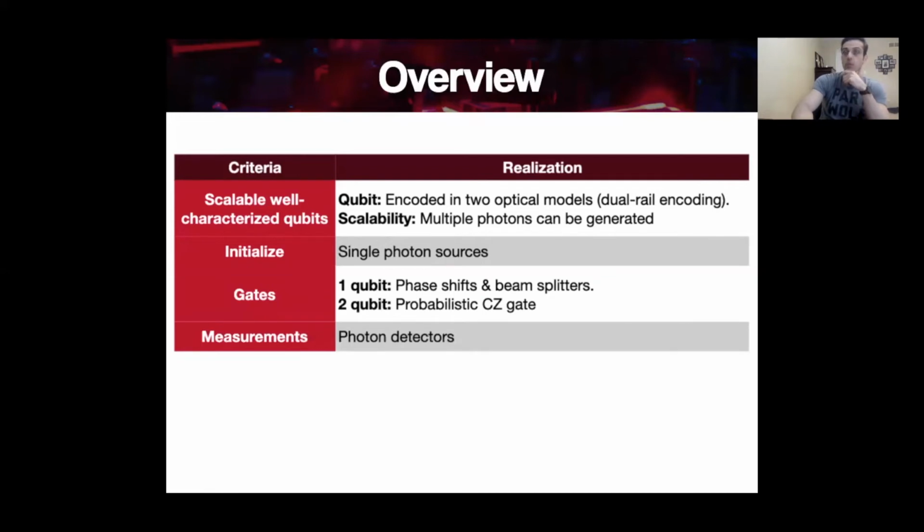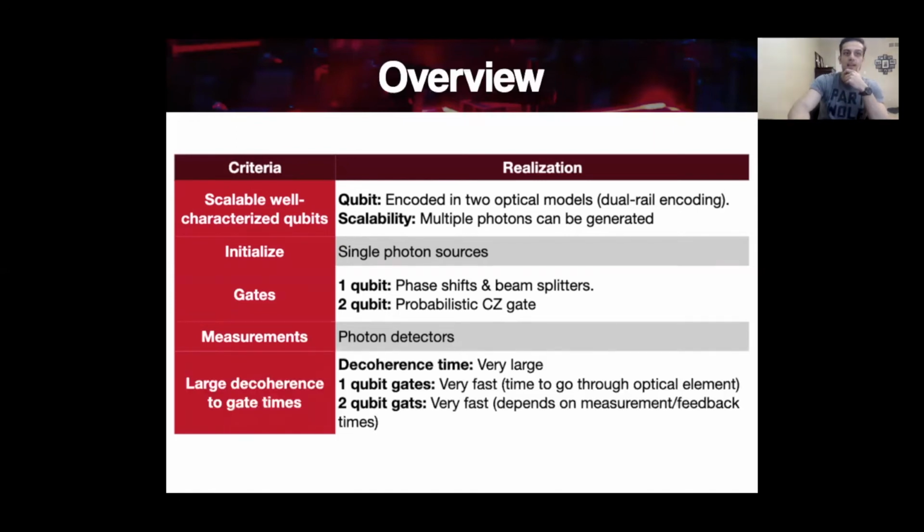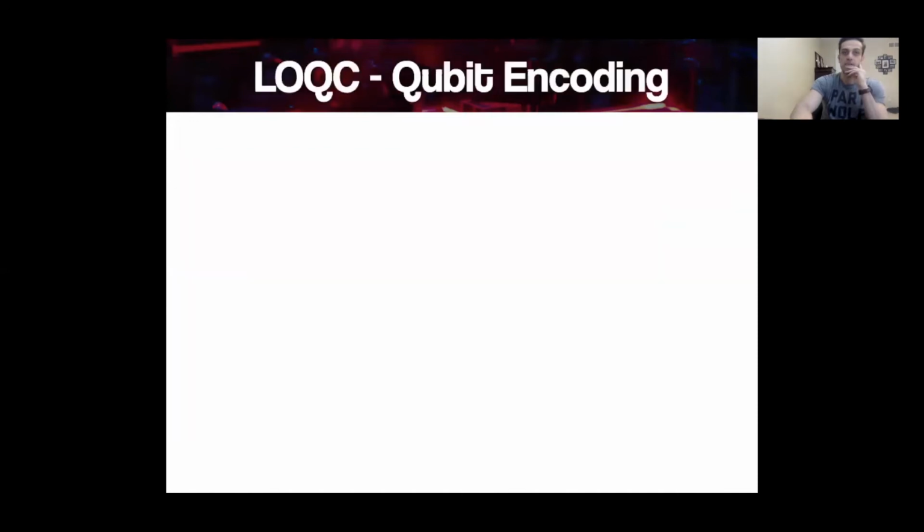Measurements, we just need to know which rail the photon is in, so we can use single photon detectors. And then we need large decoherence to gate times. I won't really talk about this because decoherence times in photons are huge. I will talk a little bit about the types of errors that can be introduced and how those errors limit the one and two qubit gate times. But based on what we've covered already, we already have the scalable well-characterized qubit. We'll talk a little bit about the encoding, but we have the scalability part. We know how to initialize, and we know how to measure.